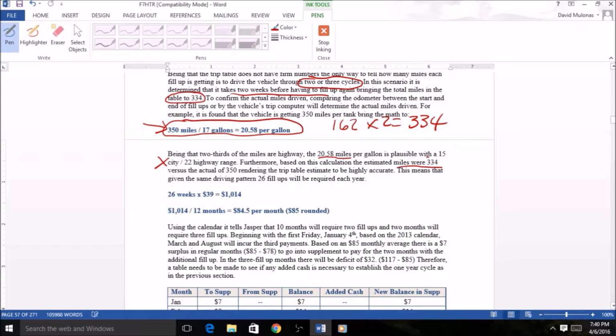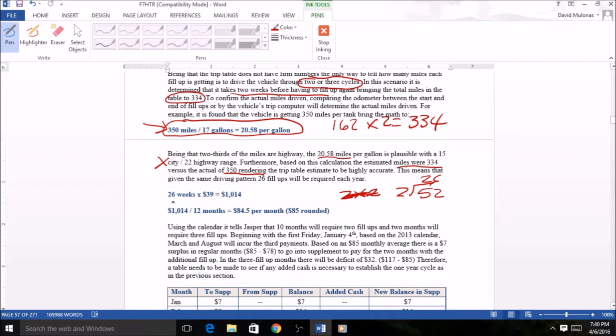and because we're confident that the 334 in his trip table at the 350 fill-up point seems pretty good because of the cycles that happened 2 or 3 times in his experience. So what we're saying here then is that if Jasper has a 2-week cycle to fill up, that means he needs to fill up 26 times a year, right? 52 rather, divided by 2, 26, right?